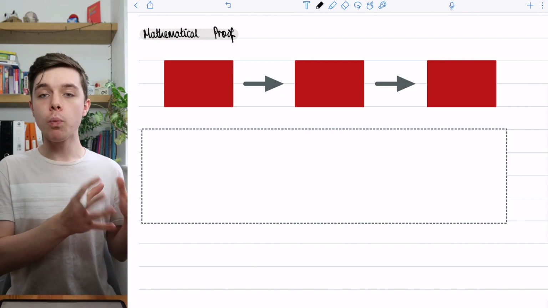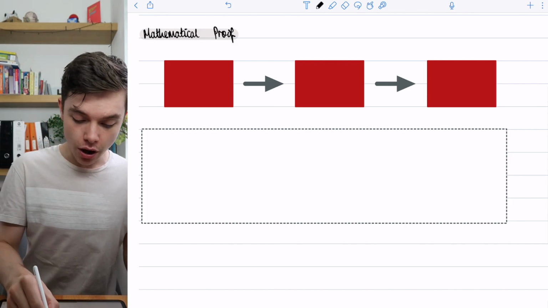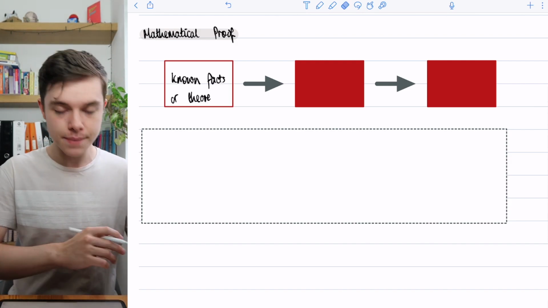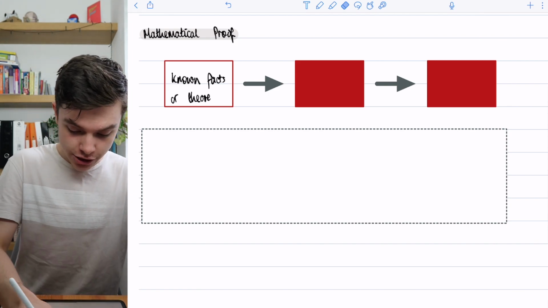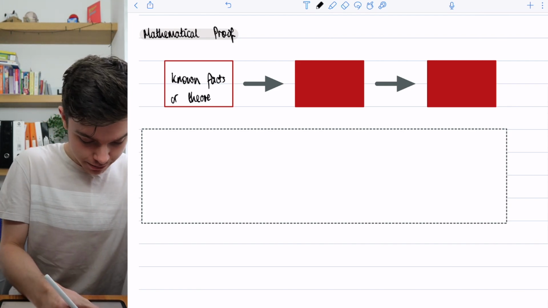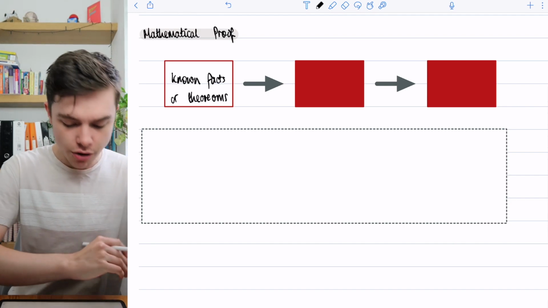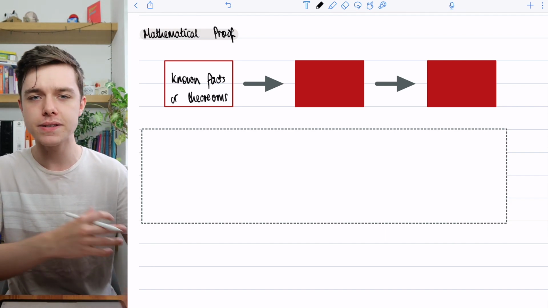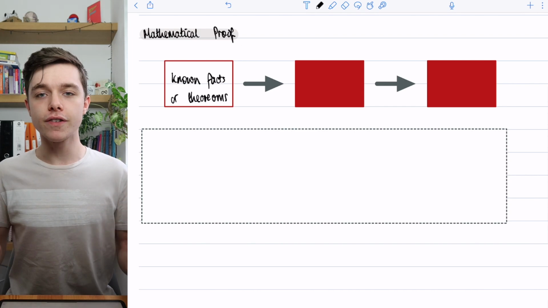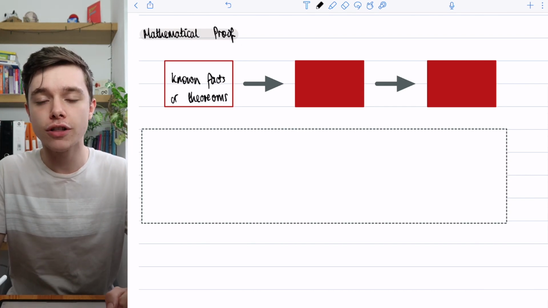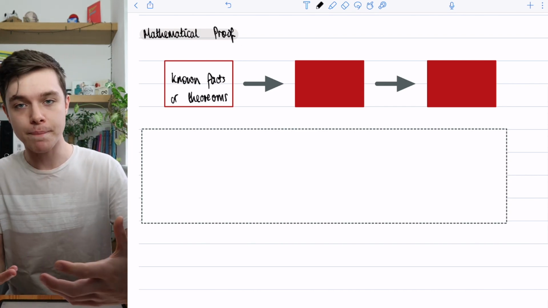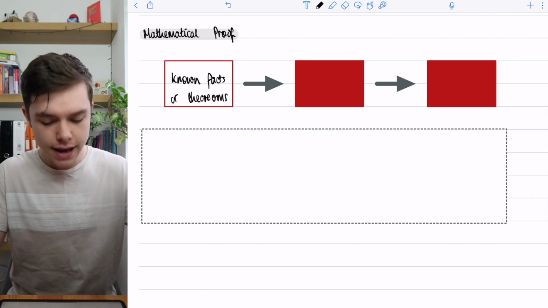We start with one thing, and that thing that we always start a proof with is known facts, or that should say theorems. Let me fill that in. There we go. Known facts or theorems. So to start off with a proof, you may be given a known fact or theorem and you might be asked to prove it. So that's what you might start with.